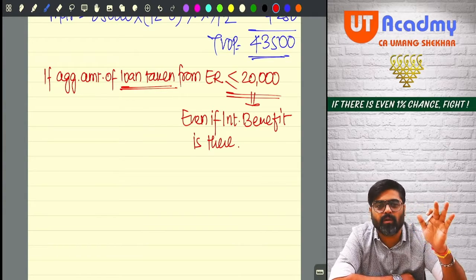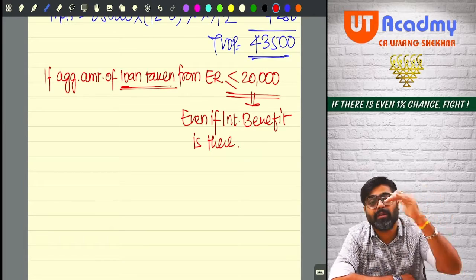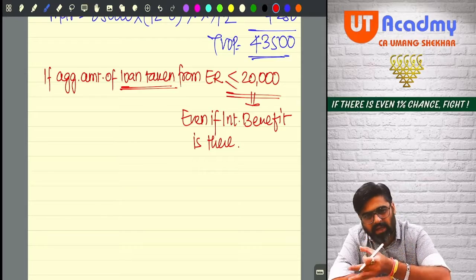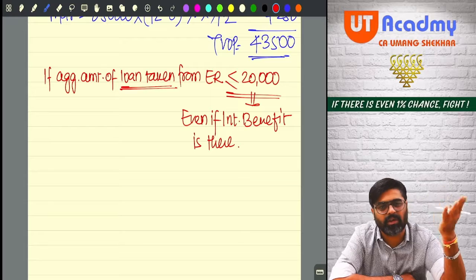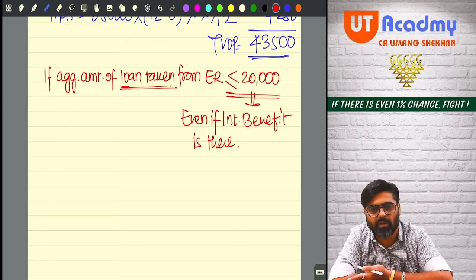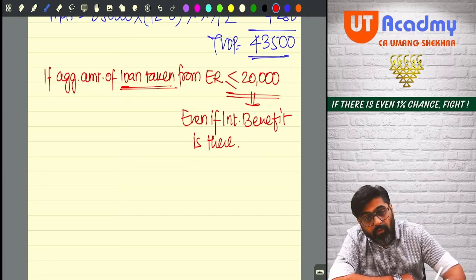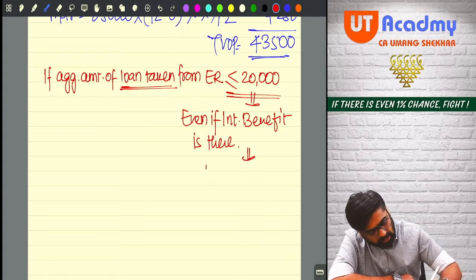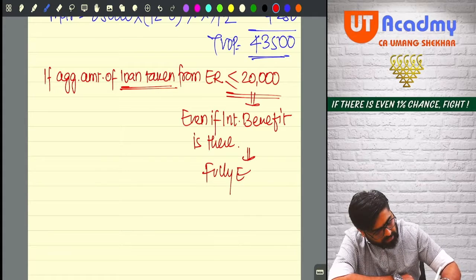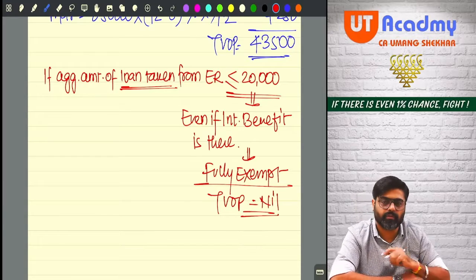Very small amount. So the government is not interested in charging tax on that amount, which is very, very less. And definitely, if the loan amount itself is not more than 20,000, the interest benefit is going to be less only. Government is saying, even if there is some interest benefit, it will be a very small amount. So that entire interest benefit will be fully exempt. So the taxable value of perquisite here will be nil, friends.